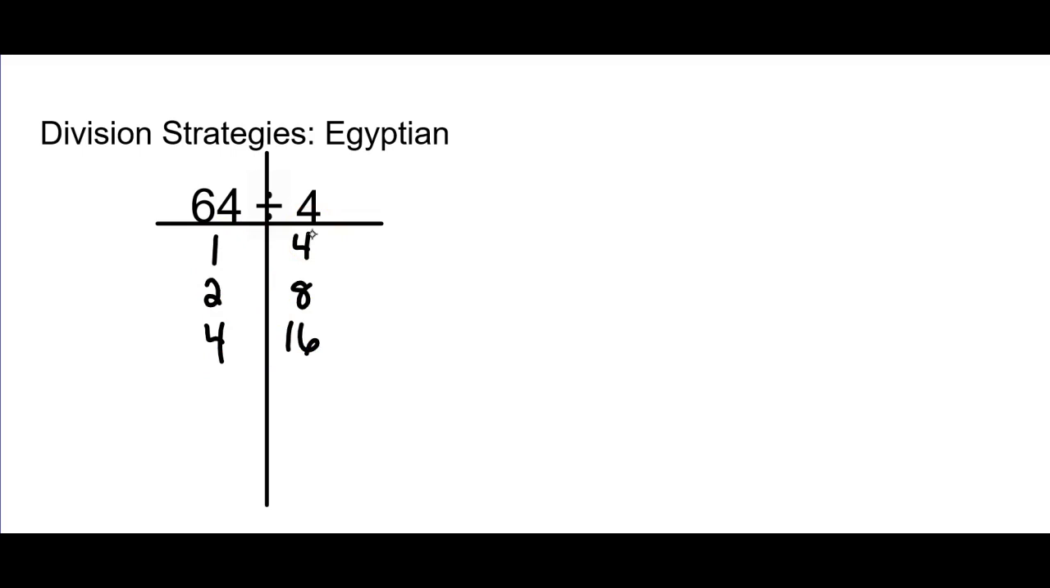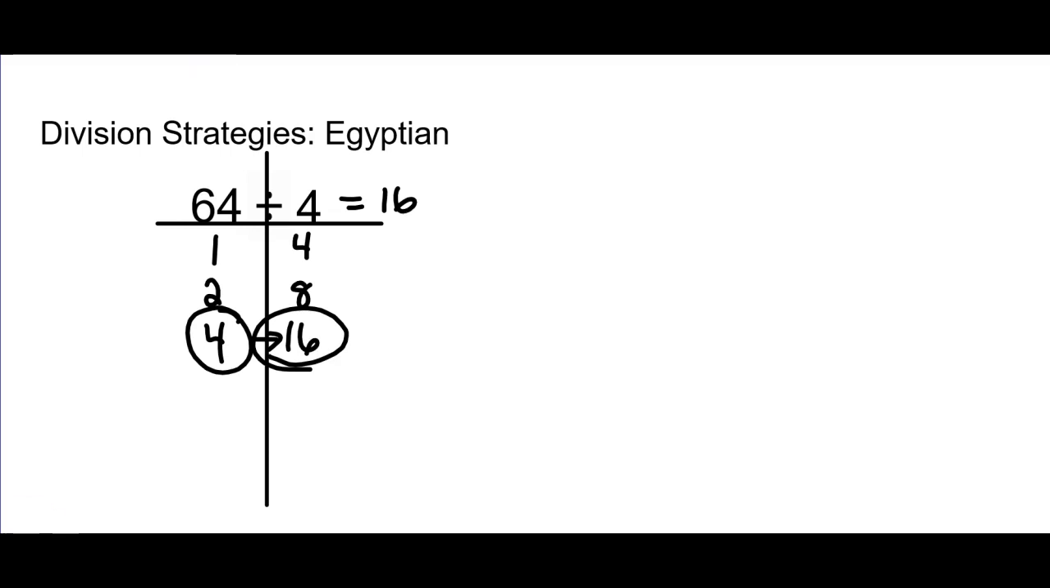Now, on the left, I say what numbers will add up to the number 4. In this case, I already have 4 written out for me. And then I'm going to add the corresponding numbers there on the right. So in this case, it's 16. So 64 divided by 4 is 16. Once again, that's a pretty simple example. So let's look at something with a little bit more involvement to it.